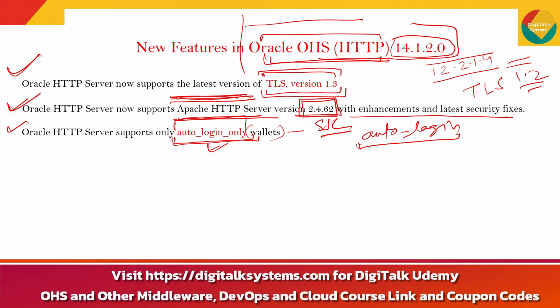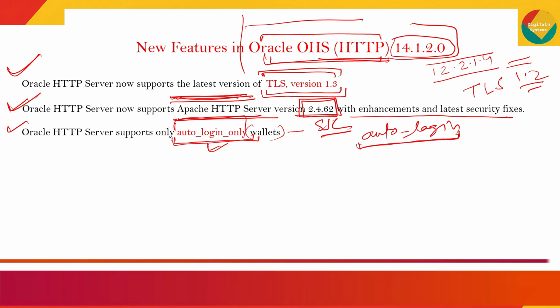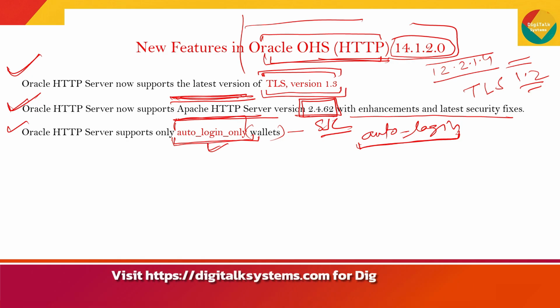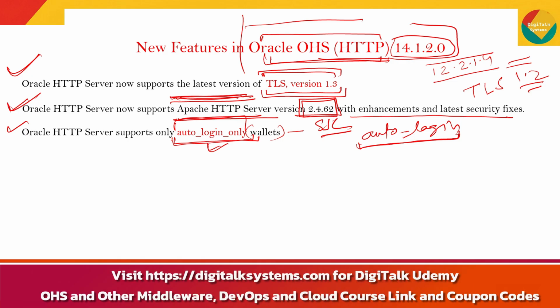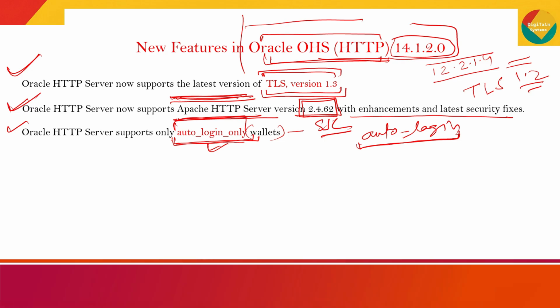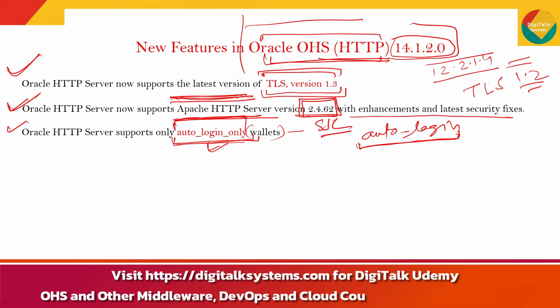The difference is that when we create the wallet with auto login, we need to provide the password of the wallet for addition and deletion of certificates from the wallet. But when we use auto-login-only, this isn't required every time we add, delete, or view a certificate in the wallet. This is the only one supported in 14.1.2.0.